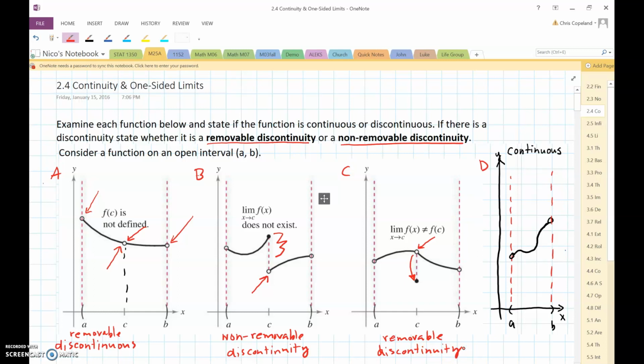Okay. Then finally D, if you look at D, all of the points between A and B, it's one smooth line, no breaks. So this would be considered continuous. Okay?